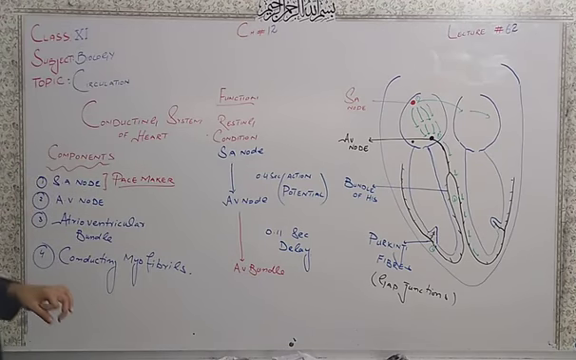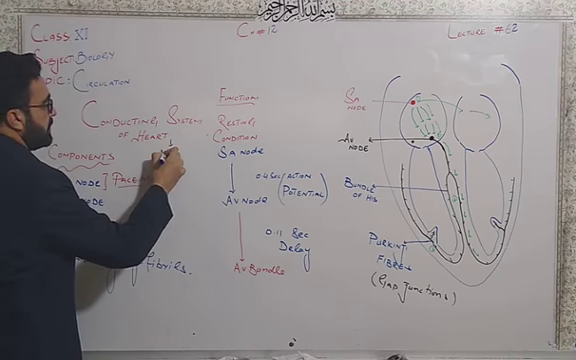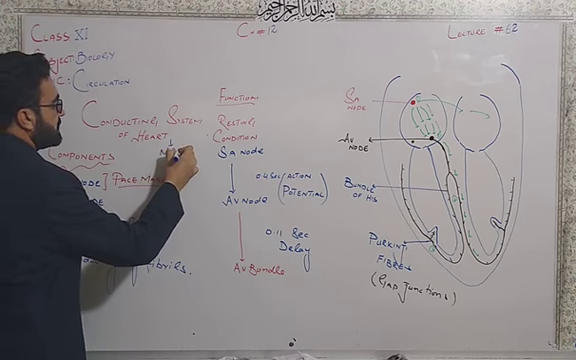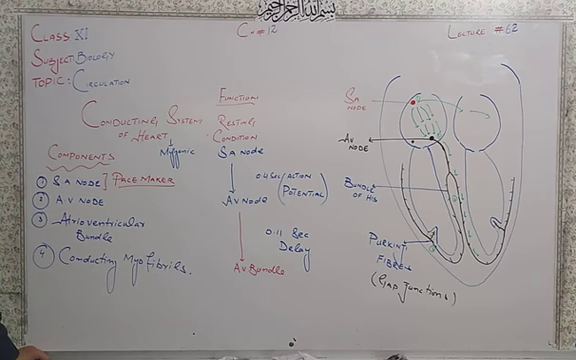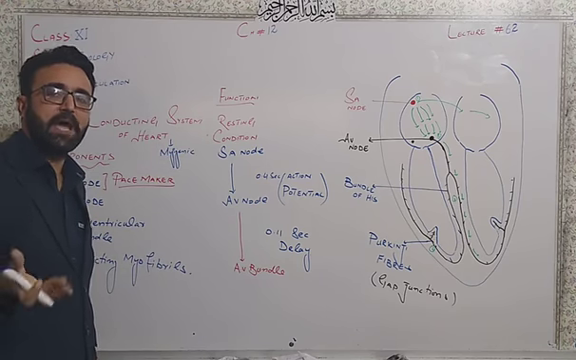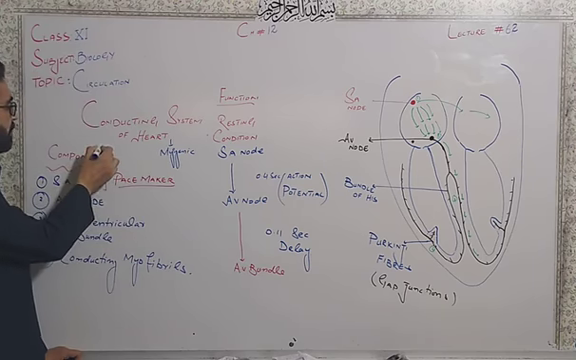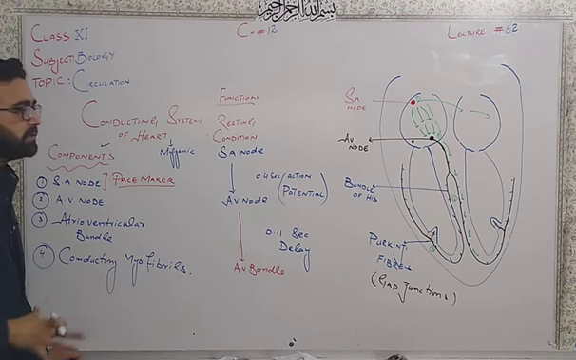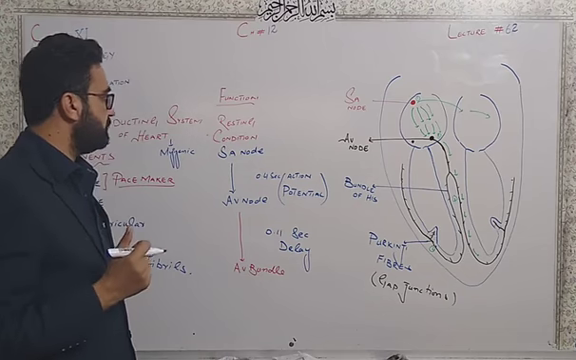First of all, you need to know that the heart is myogenic. The heart consists of muscles, and these muscles usually contract and relax. You know very well that muscles have the ability to contract and relax, so they are myogenic. The components of the conducting system are the SA node, the AV node, the atrioventricular bundle, and the conducting myofibrils. These are the four components of the conducting system of the human heart.